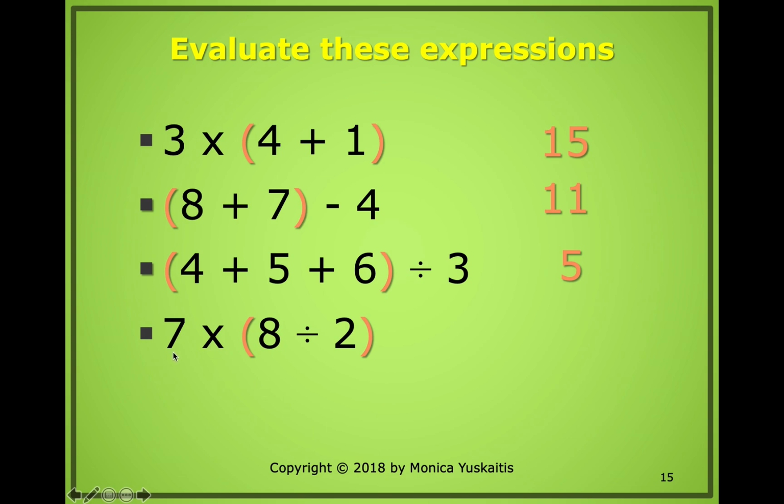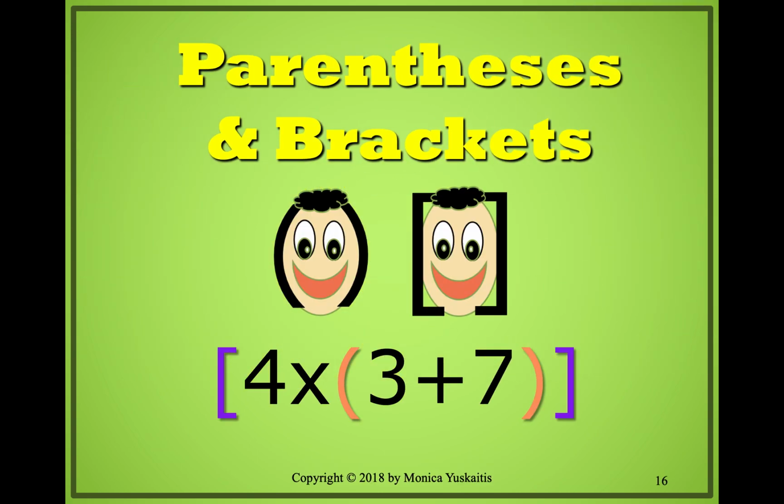And then lastly, 7 times parentheses 8 divided by 2. What's 8 divided by 2? It's 4. 7 times 4 is 28. Not so bad, huh? All right, so now we add in the next part, the brackets.